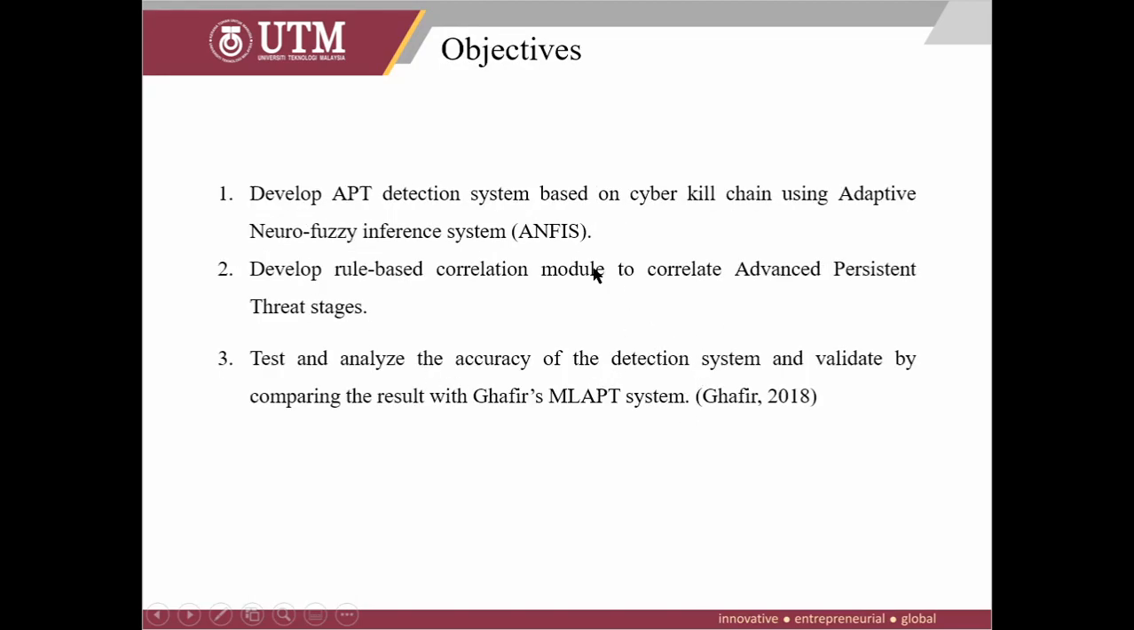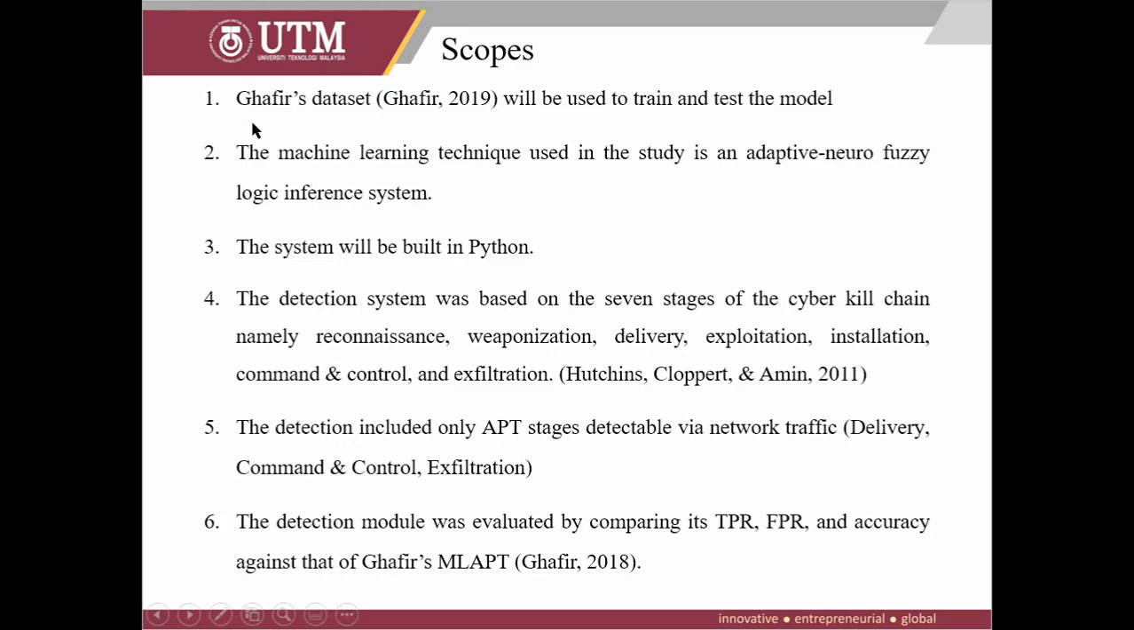So these are the 3 objectives: develop the ANFIS, develop the rule-based correlation module, and test the performance of the system. And we are comparing it with Garfield's ML-APT system because we are using the same data set that Garfield used. So this is the scope. We'll be using Garfield's data set. We'll be using Adaptive Neural Fuzzy built in Python and also MATLAB. And the 3 stages that we are focusing on: the delivery, C2C, and exfiltration. And lastly, we are comparing it with Garfield's result.